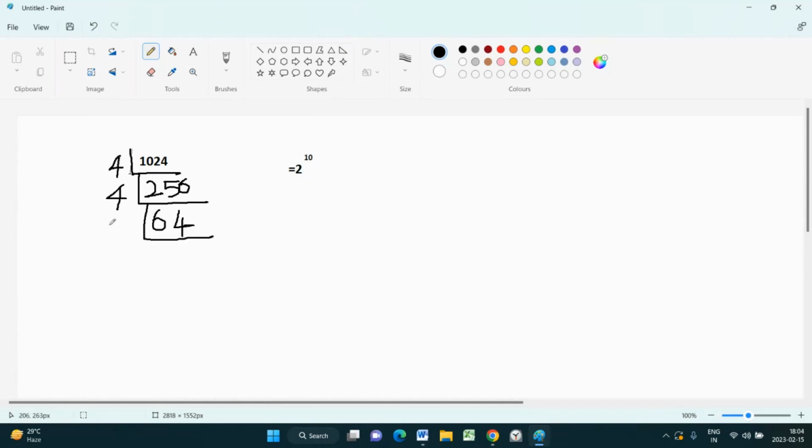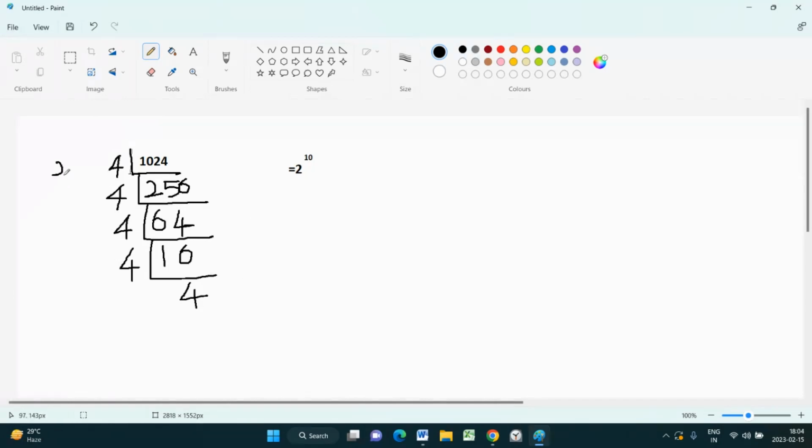This factorization, I think you should remember. Again, this is divisible by 4. 16 4s are 64. Once again, this is divisible by 4. I am dividing this by 4. I don't want to further divide it now. Now, I know that 4 into 4 into 4 into 4 into 4 is 1024.